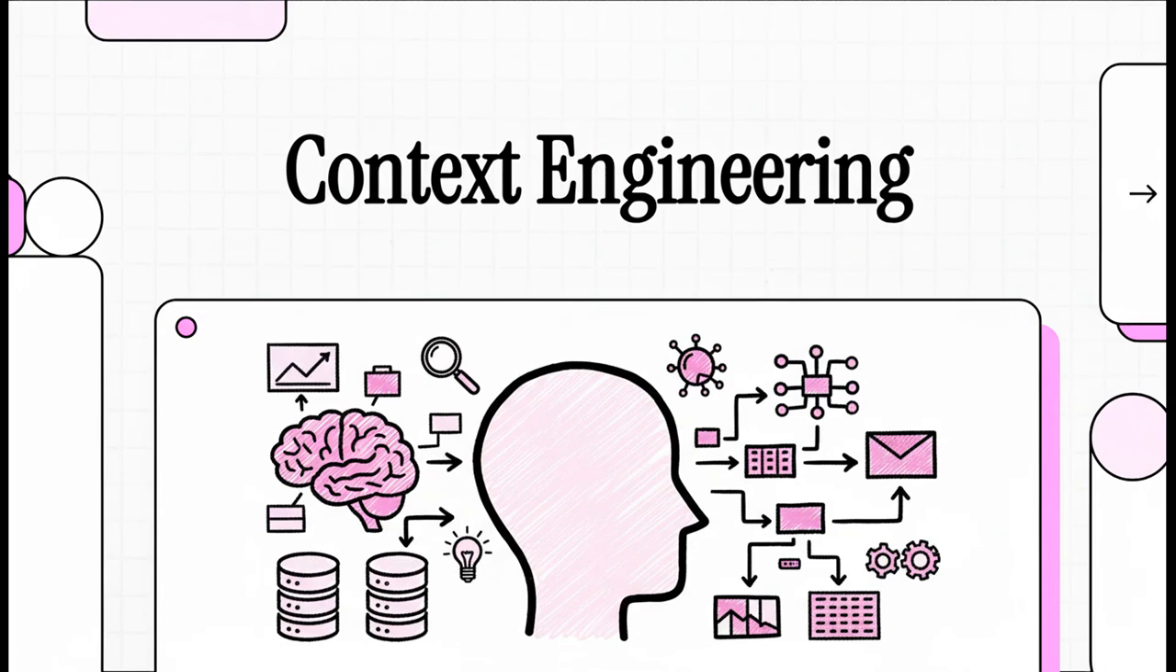Today, we're going under the hood of modern AI, and let's just forget all the usual buzzwords for a second. We're going to talk about the hidden architecture that's quietly changing everything, a new discipline called context engineering.